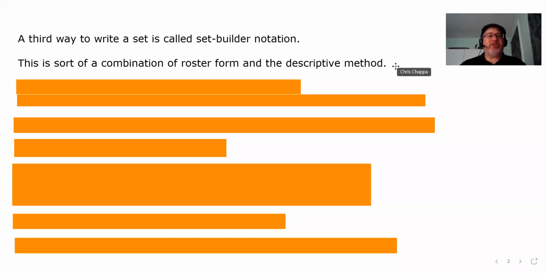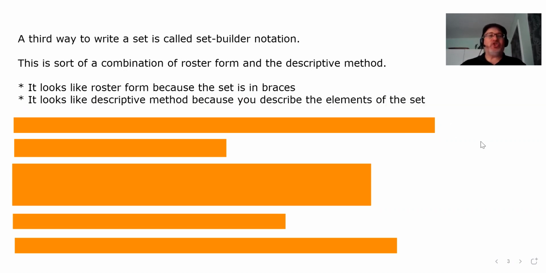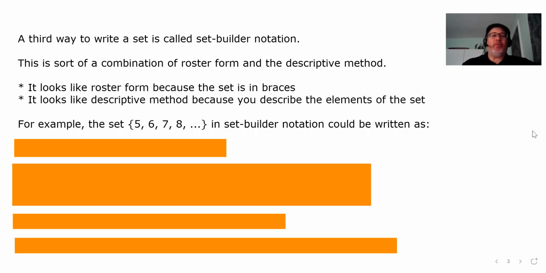So set builder notation is sort of a combination of the roster form and the descriptive method. It looks like roster form because the set is in braces. It looks like descriptive method because you describe the elements of the set. For example, let's take the set 5, 6, 7, 8, and so on. In set builder notation, it could be written as the following. Now, this is going to look funny. I'll explain all the pieces.